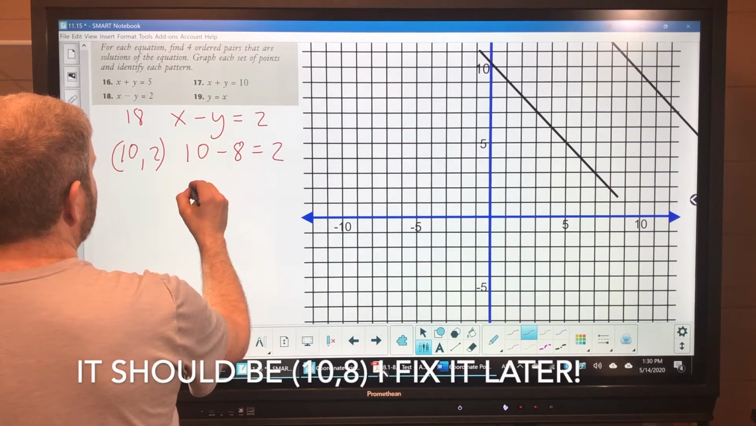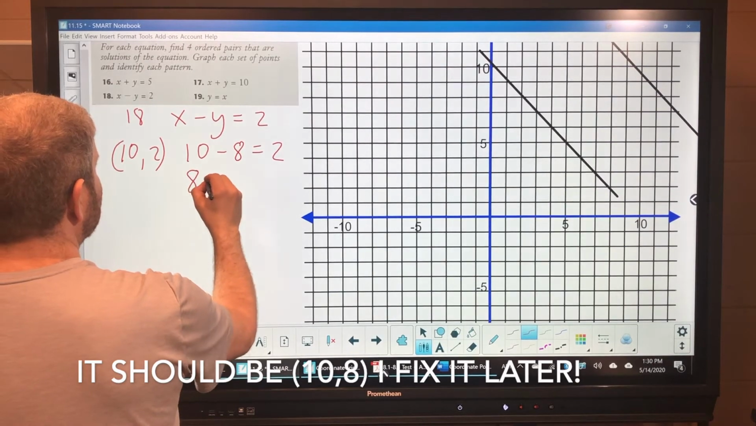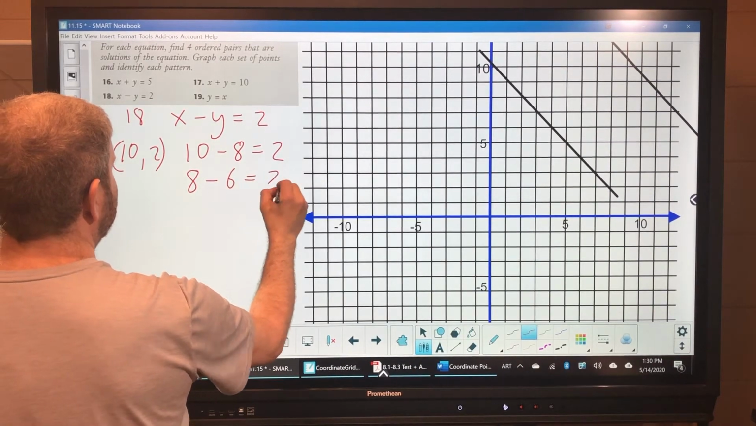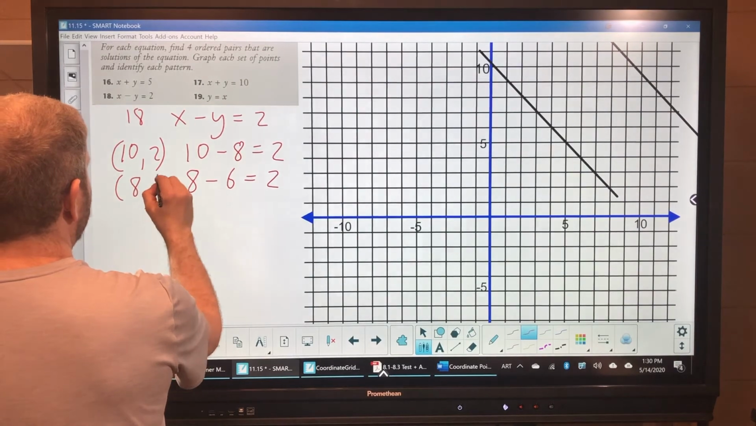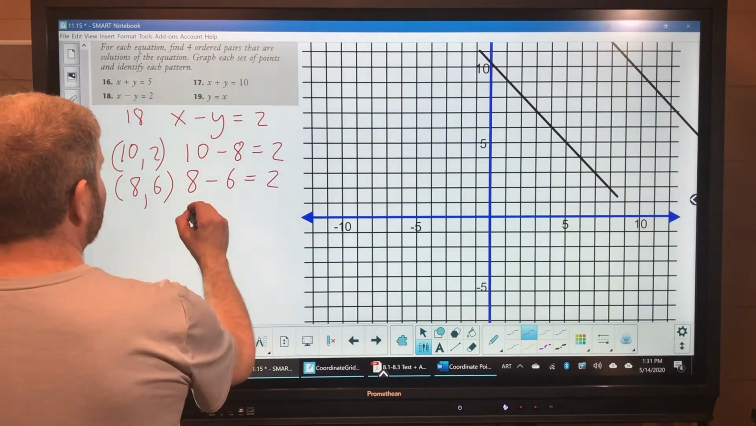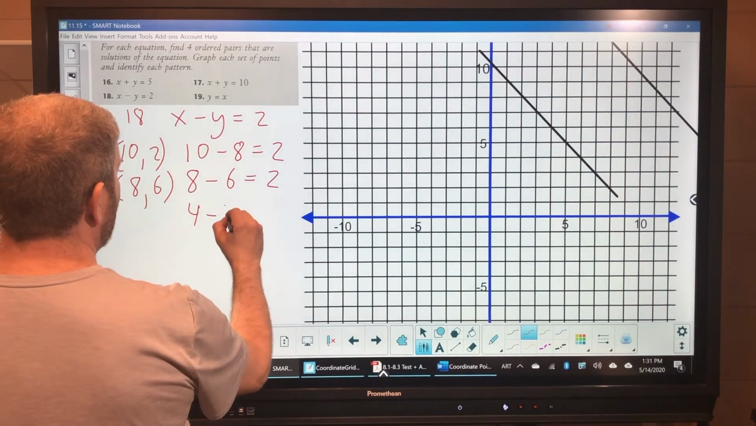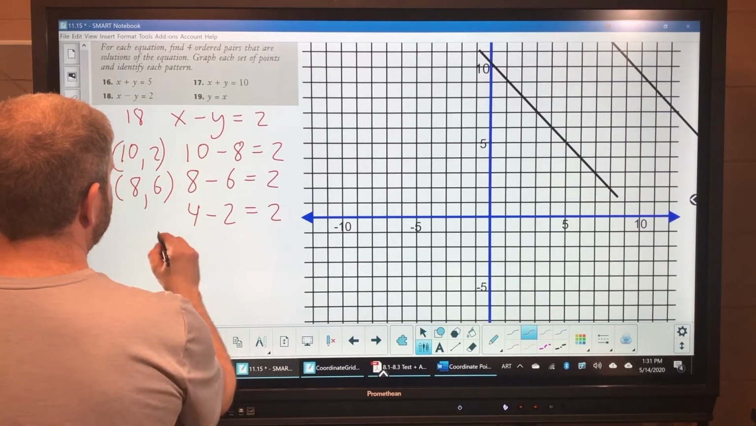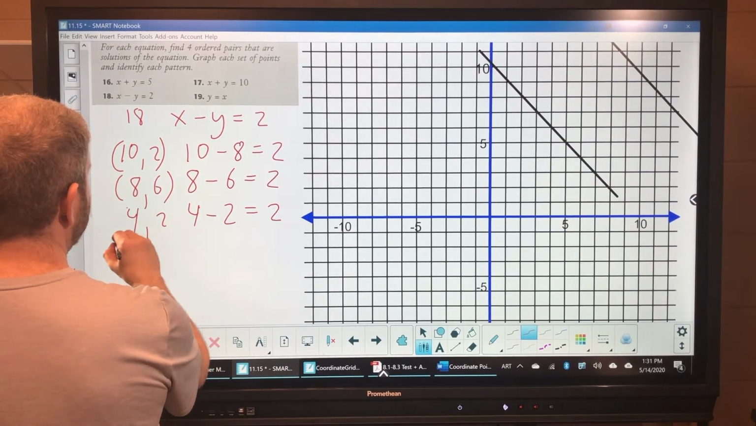Let's try another one. If my x coordinate is 8, I need to subtract 6 to give me 2. So my coordinates would be 8 and 6. Let's try 4. If x is 4, y has to be 2, because 4 minus 2 is 2, so my coordinates are 4 and 2.